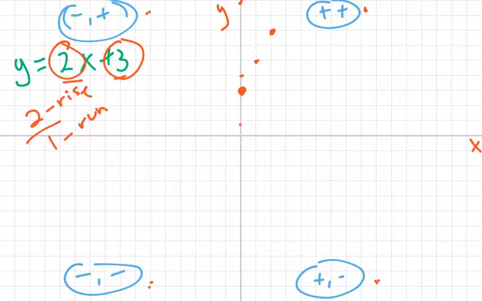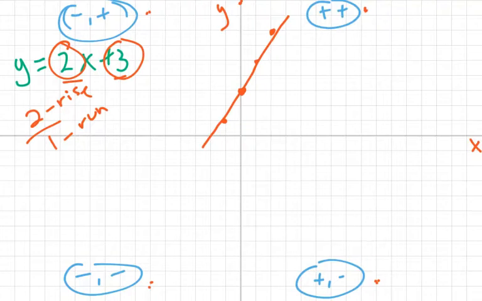Let's get rid of those. I can also go down 2 over 1. And now I have a line. That is all you have to do. I can show you one more. You can go over the second one.